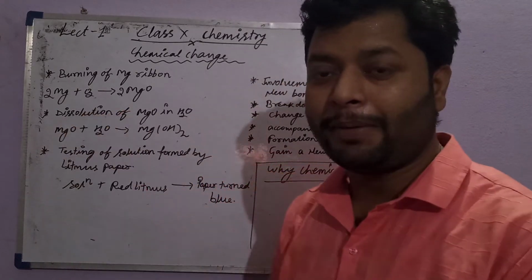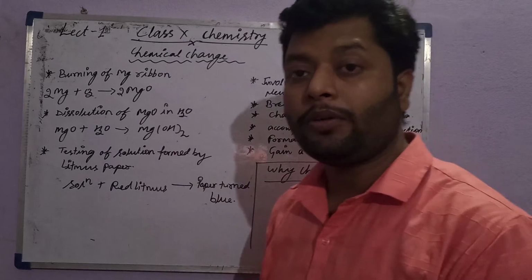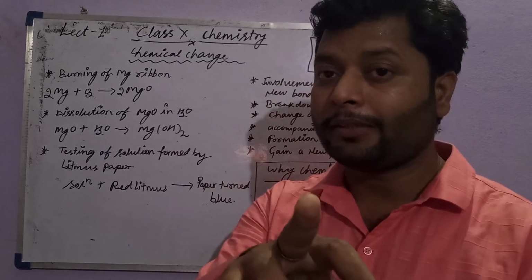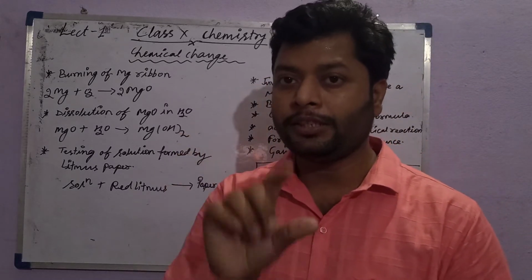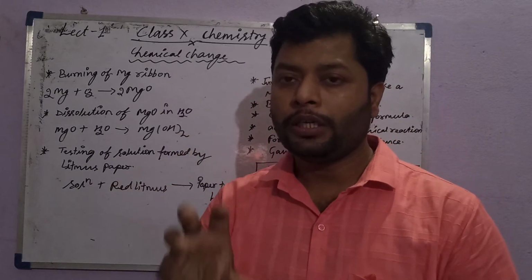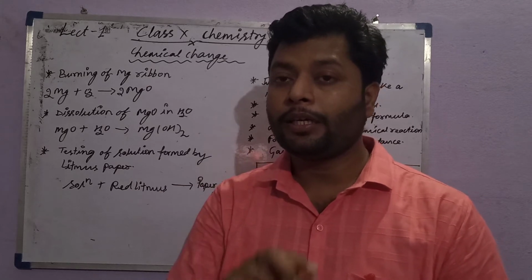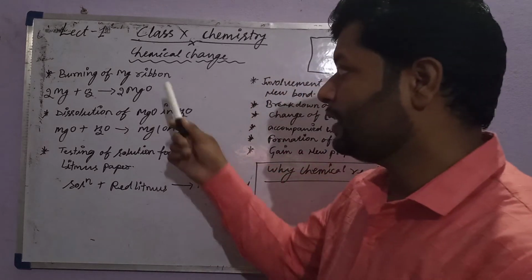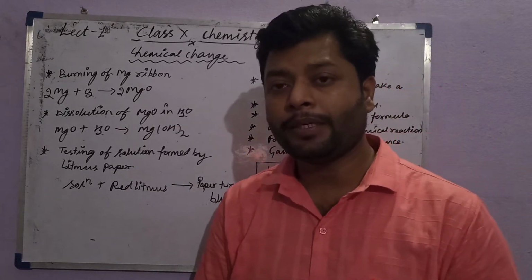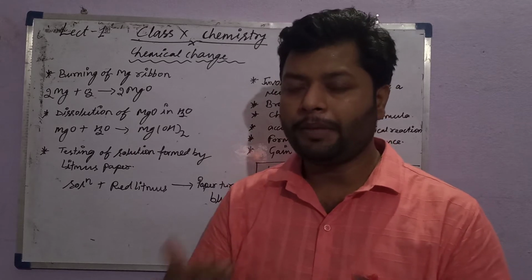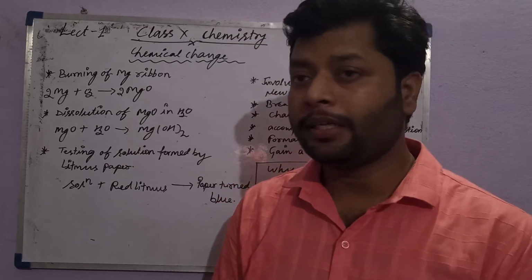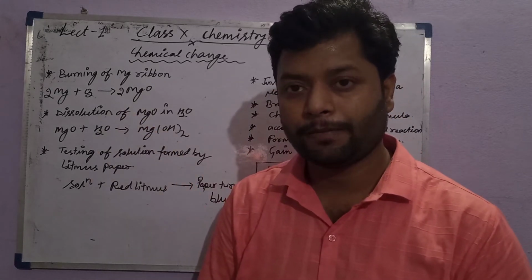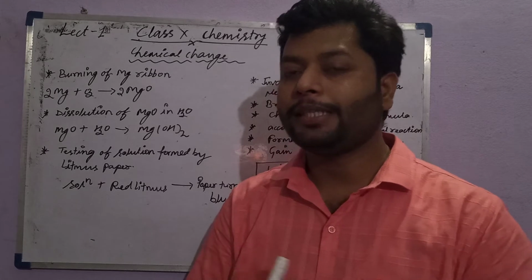But I will take one example from your syllabus, from your book. The first and most important activity is there. On the first page in NCERT, in the bottom corner, there is an activity: burning of a magnesium ribbon. If the magnesium ribbon burns in the air, a white powder called magnesium oxide is formed.